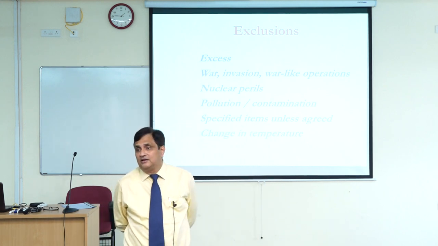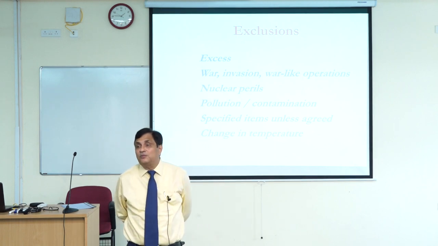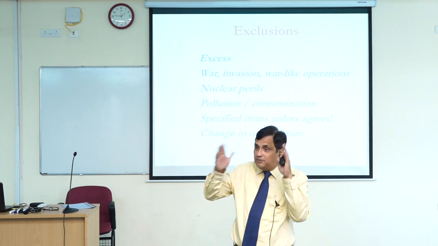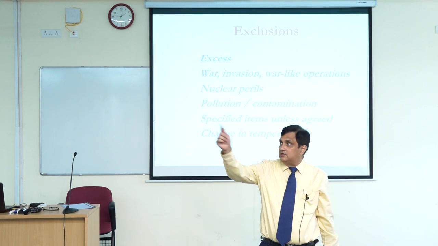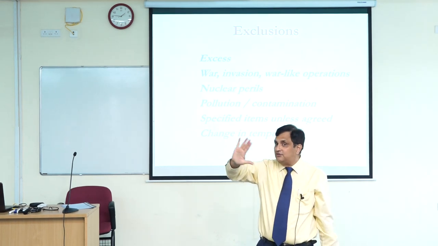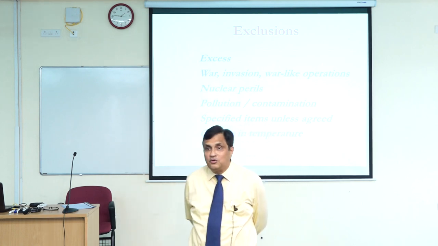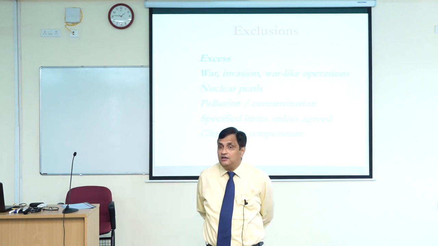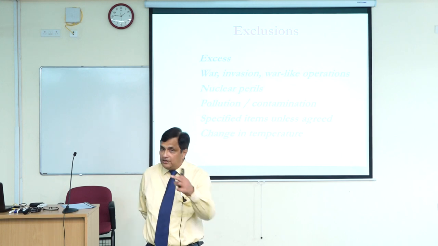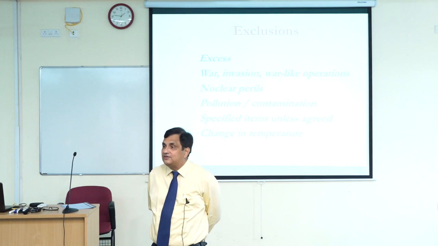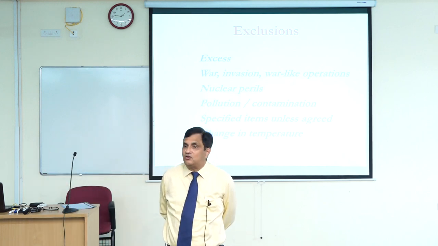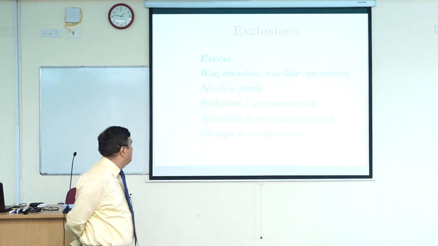Specified items, unless agreed. Some of the items are specified in the policy. These are, for example, cash, bullion, jewelry, works of art. These are all not standard coverage. That means, unless you have specifically mentioned that you are covering an MF Husain art piece which costs 10 million Indian rupees and the insurance company has agreed, even if there is a loss or damage, you cannot tell me that it's covered because it was not specifically included. For example, you can't say I had cash of 1 million rupees in my home, a fire occurred and the fire damaged it, please pay me. You can cover it, provided the insurance company has specifically agreed to it. So there are certain things like cash, jewelry, gold, diamonds, or your piece of work of art, all of these are not standard coverages under the policy.